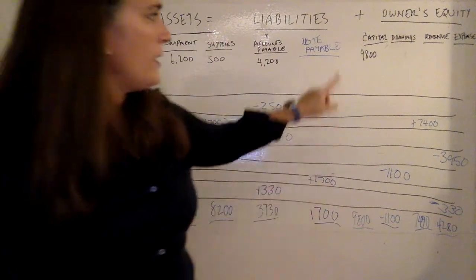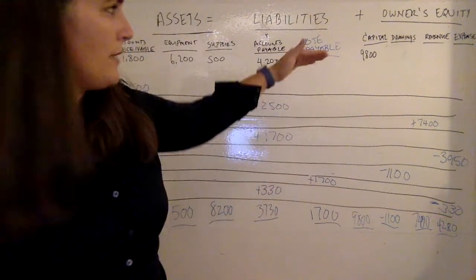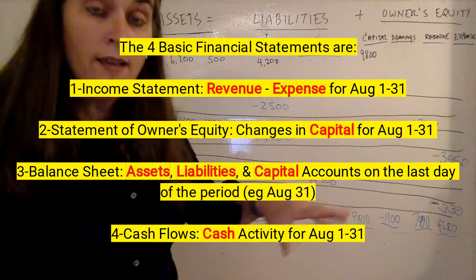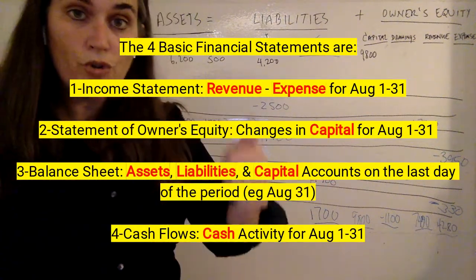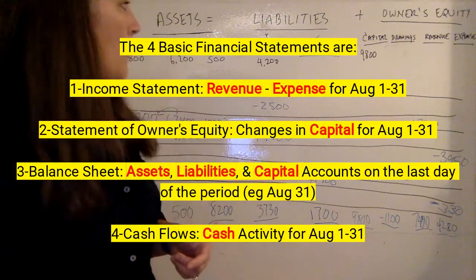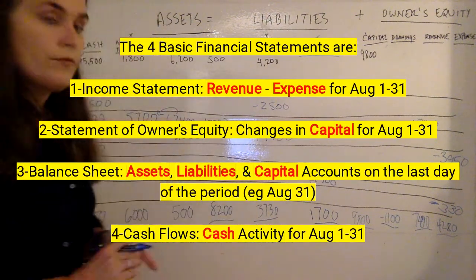The statement of owner's equity is going to look at capital and drawings, and really capital at the beginning versus the end of the month, and then any activity. The activity we're going to see in the month can be drawings, and also any net income that was earned. And finally, we're going to have a whole statement devoted to cash.